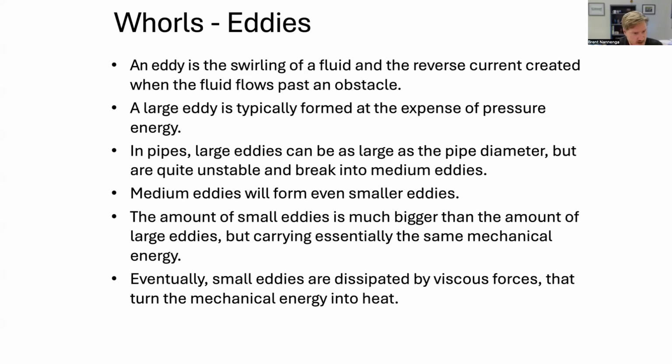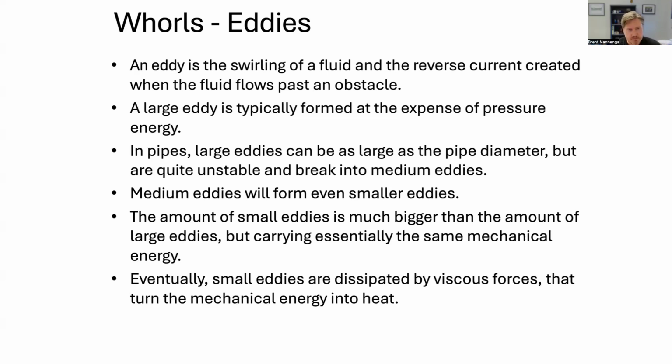Oftentimes in pipes, some of these eddies can be as large as the pipe diameter. So you can imagine if you've got a pipe, some of these big swirls are almost the same size as the pipe diameter. But the larger ones are quite unstable. They usually break apart, and then you'll find these medium-sized eddies, which will swirl a bit more. As these break down, they'll get even smaller, and so on, until eventually these small little eddies, which have the same amount of mechanical energy as large eddies, dissipate by the viscous forces, and all that mechanical energy will turn into heat.